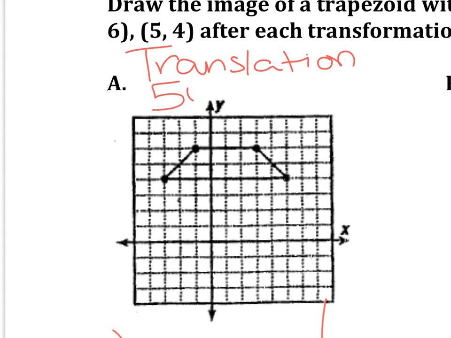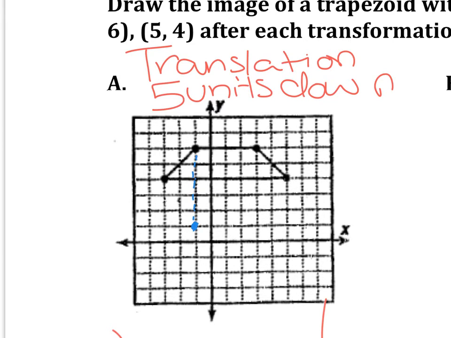So write this in, translation, 5 units down. So you need to write that in, which means we're going to translate this whole trapezoid, this whole quadrilateral, 5 units down on the graph. You can probably visualize where this is going to go. Each point is just going to move down 5, right? You're counting the lines, not the spaces, so it's going to move down 1, 2, 3, 4, and it would end up right there.